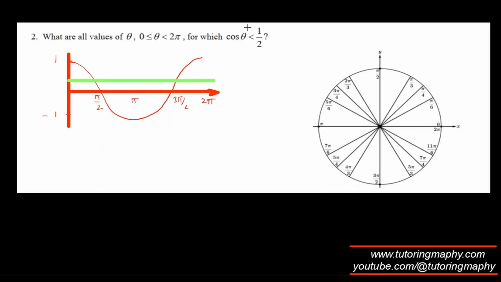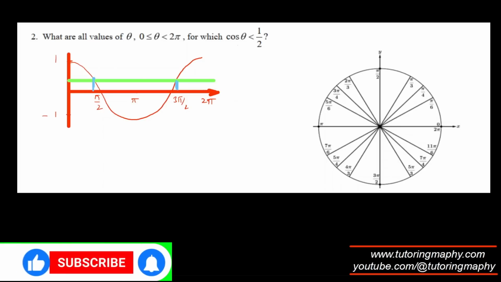And I want this to be less than 1 over 2. I want the red thing to be less than the green thing. So obviously till this point, the red is above green, right? So that's not allowed. I want red to be below the green. So it starts from here and all the way till this point, the red is below the green one.